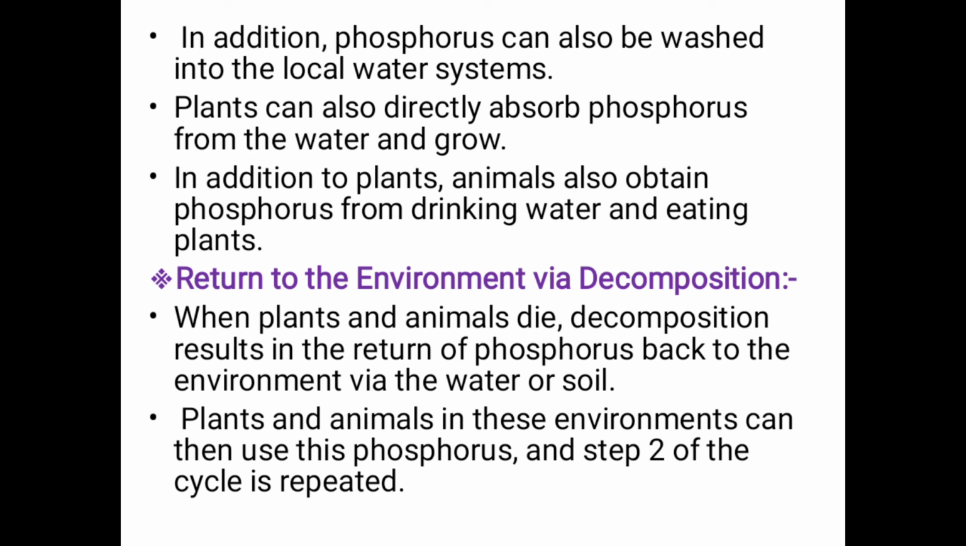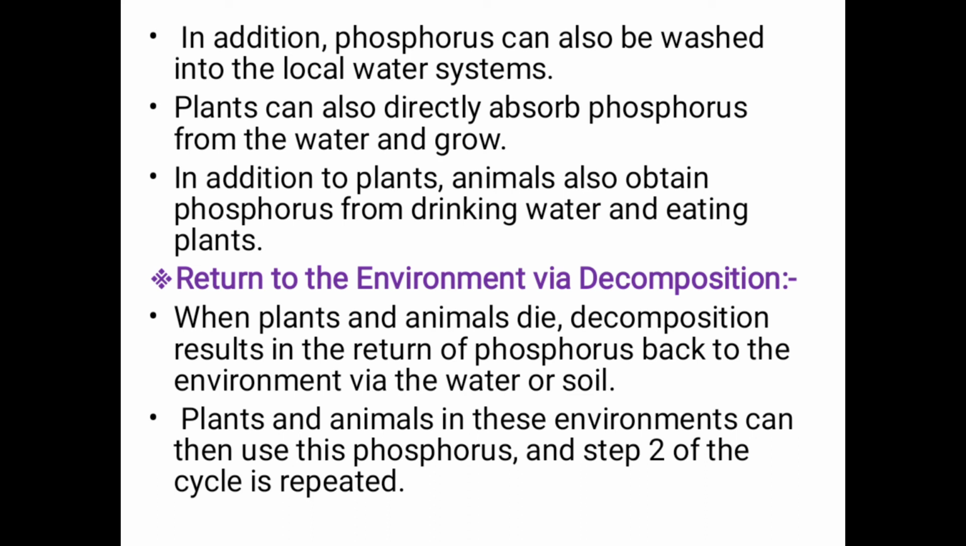So this phosphorus can move to the water system or soil, and plants make use of the soil, and they grow and develop, so the plant contains phosphorus. Plants also absorb water, and in water there is also phosphorus. Animals drink the water, so the animals get the phosphorus. Then the animals or plants undergo death.